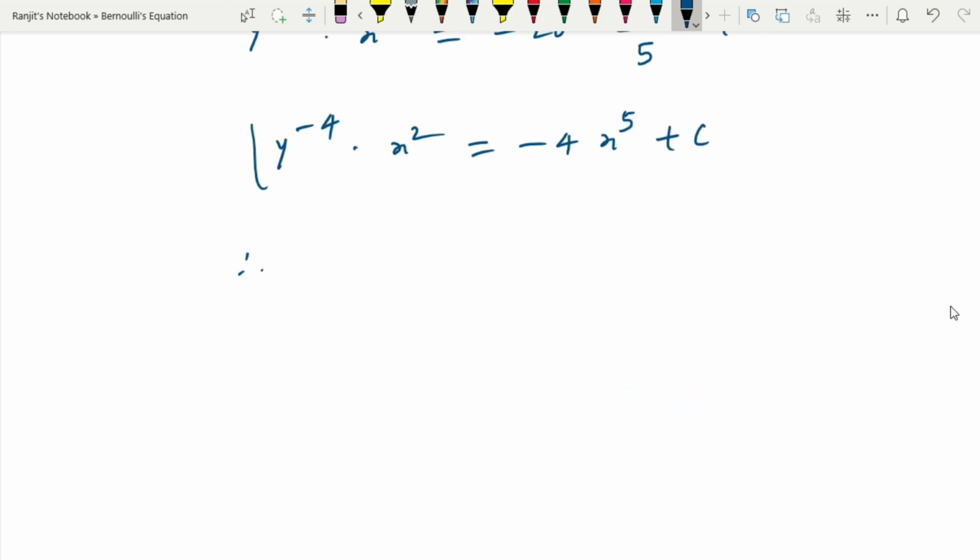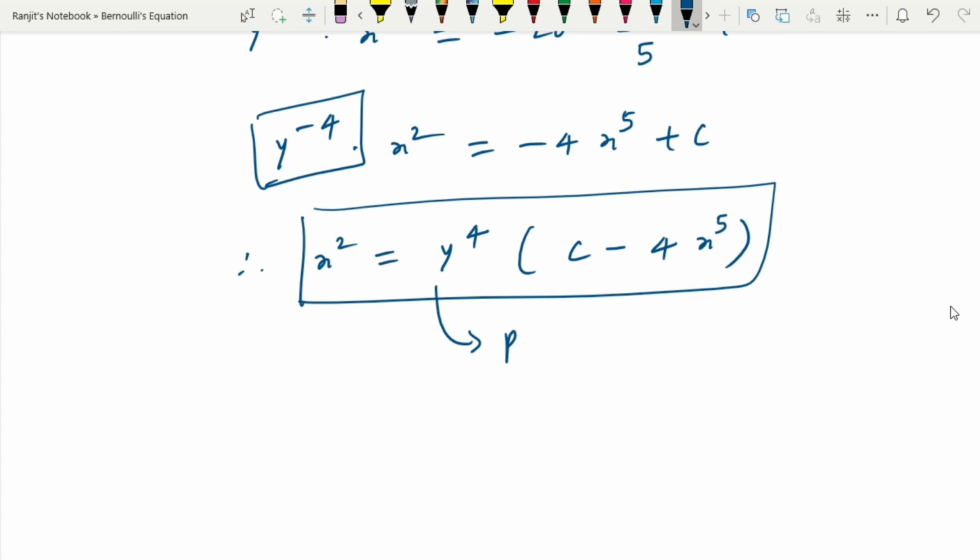Now we multiply this equation by y to the power 4. Therefore the answer is x square is equal to y to the power 4 times c minus 4 times x to the power 5. Now which is the required solution of the given problem.